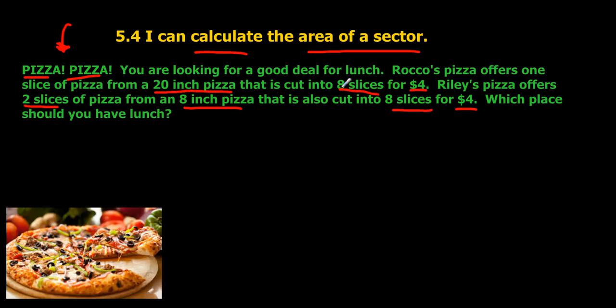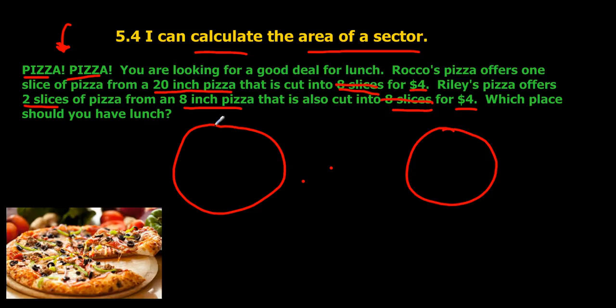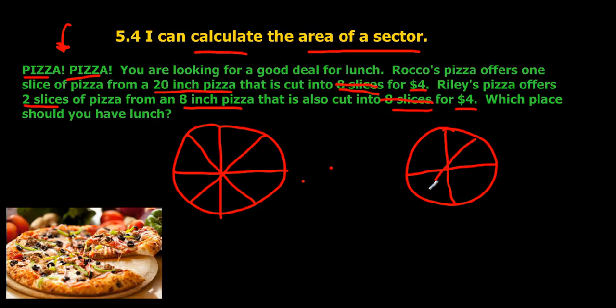So a few things. They both have 8 slices. Okay, so we know that. We can use that to kind of draw a picture of our 2 pizzas. So both of them are divided up into 8 slices. Pretty nice. And over here, the other pizza also has 8 slices. And both of them you're going to pay $4. So the price is the same.